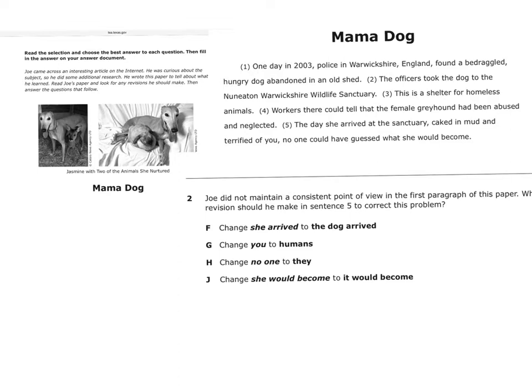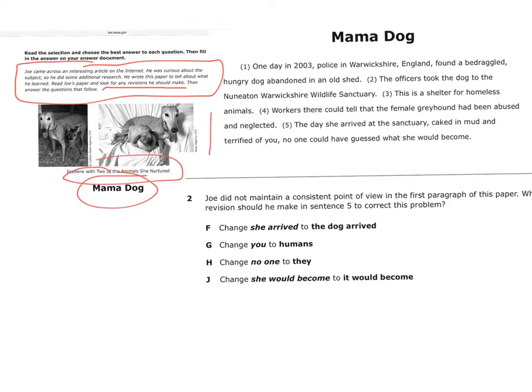So it tells us a little bit about the passage right here. This is important information that's italicized, and you'll notice it tells you in this information what you're doing, which is looking for any revisions that you should make. As you're reading, pay attention. This is nonfiction. The title of the story is about a dog, Mama Dog. We see a picture here along with a caption, right? So these are all text features of nonfiction. You might kind of make a note about that here.